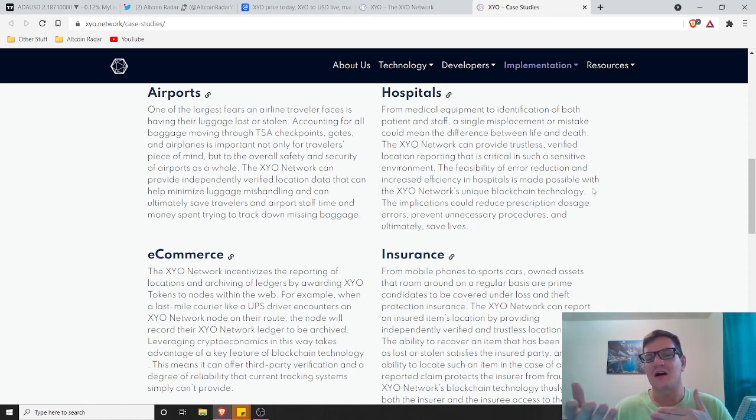All right, guys, so next we've got hospitals. From medical equipment to identification of both patient and staff, a single misplacement or mistake could mean the difference between life and death. The XYO network can provide trustless, verified location reporting that is critical in such a sensitive environment. The feasibility of error reduction and increased efficiency in hospitals is made possible with the XYO network's unique blockchain technology. The implications could reduce prescription dosage errors, prevent unnecessary procedures, and ultimately save lives.